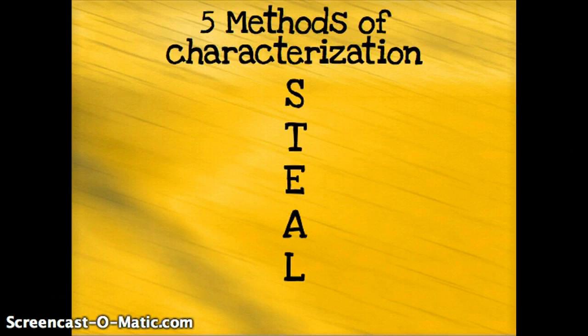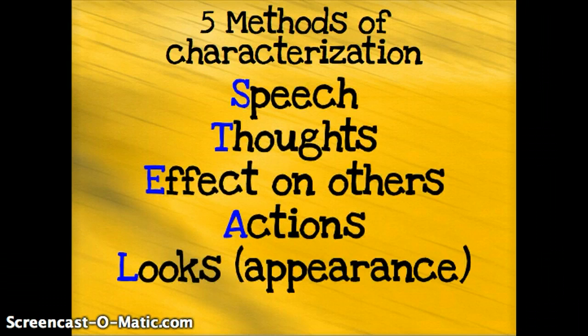There are 5 methods in which an author characterizes, and an easy way to remember those 5 methods is with the acronym STEAL, S-T-E-A-L. And this acronym stands for speech, thoughts, effect on others, actions, and looks. In other words, appearance.